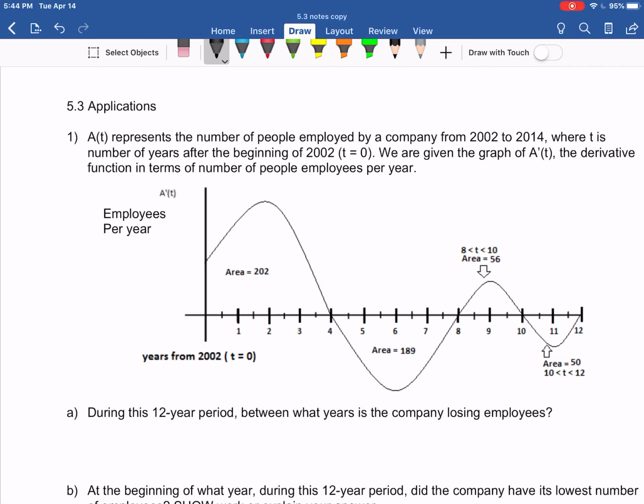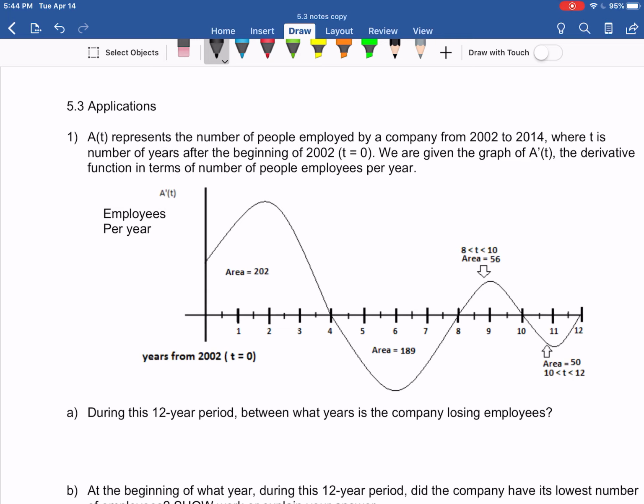The first application we're going to look at shows you the graph of a function, but we don't know the equation of this function. The function that you are working with, A of t, represents the number of people employed by a company from the years 2002 to 2014. T is the number of years after January 1st of 2002. So that would be when t is equal to 0.